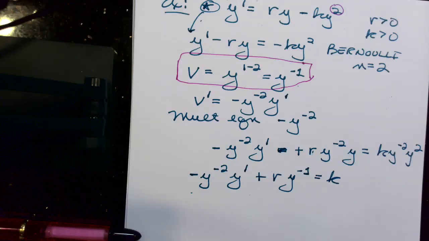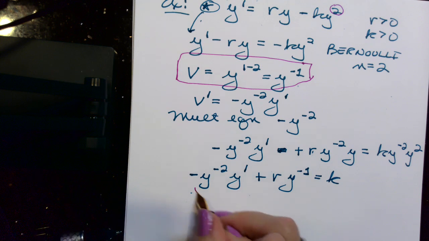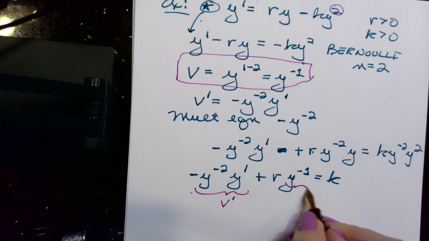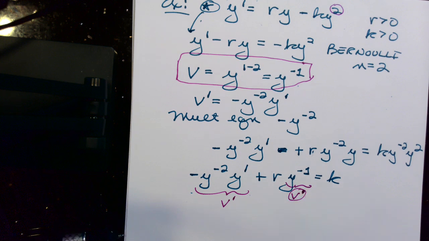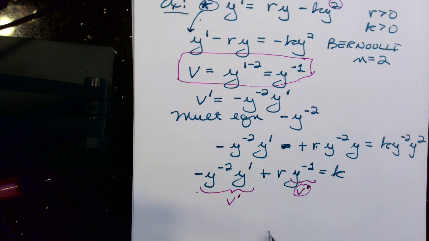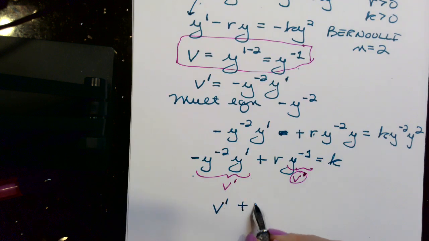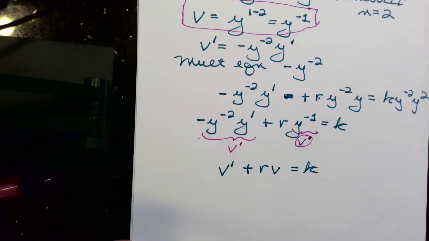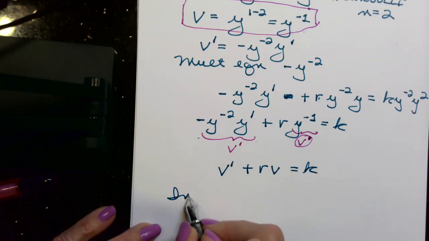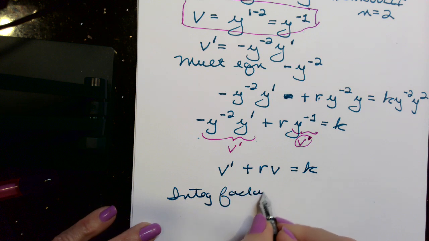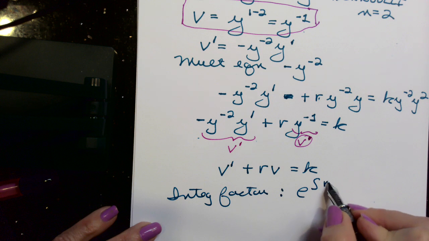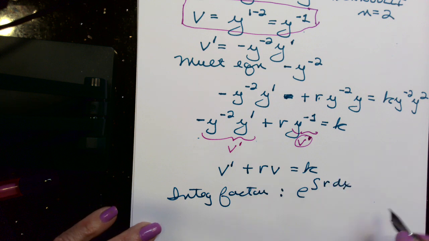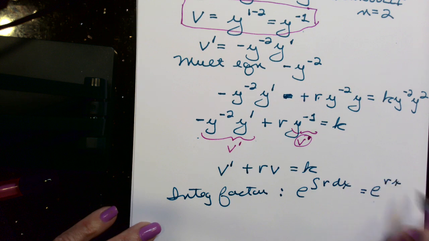is equal to k. And now we notice that this is exactly v prime, and y to the minus 1 is exactly v. Okay, not v prime, that's v. And so we end up with v prime plus rv is equal to k. So that's a very easy linear equation because r and k are constants. So the integrating factor for this linear equation is just e to the integral r dx, because that's a constant. So this will be e to the rx.